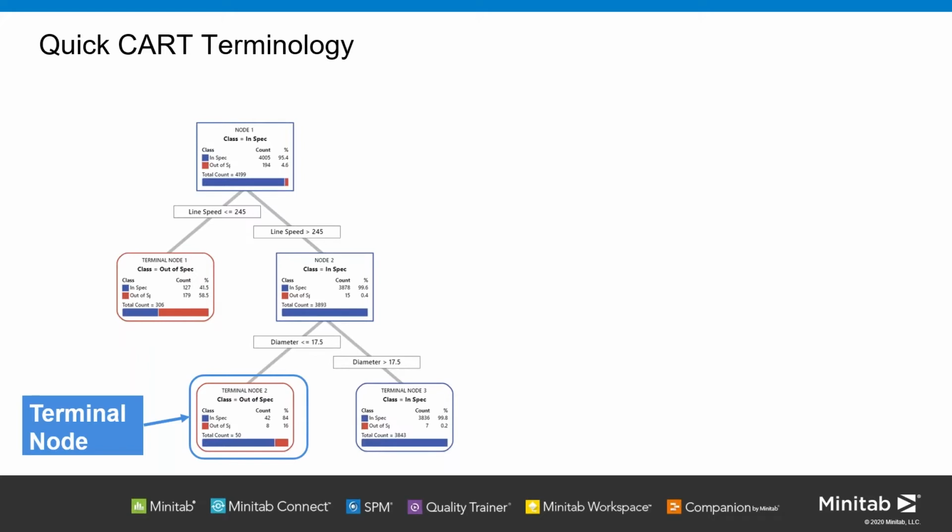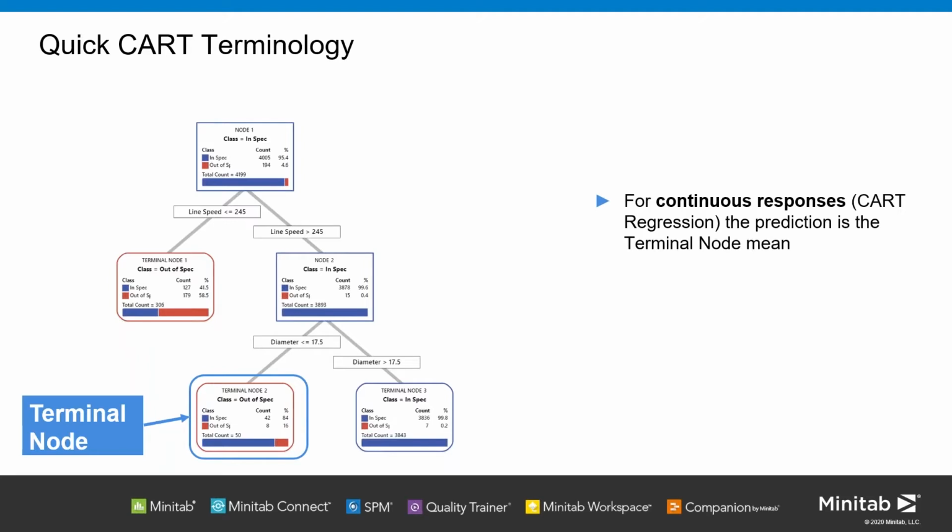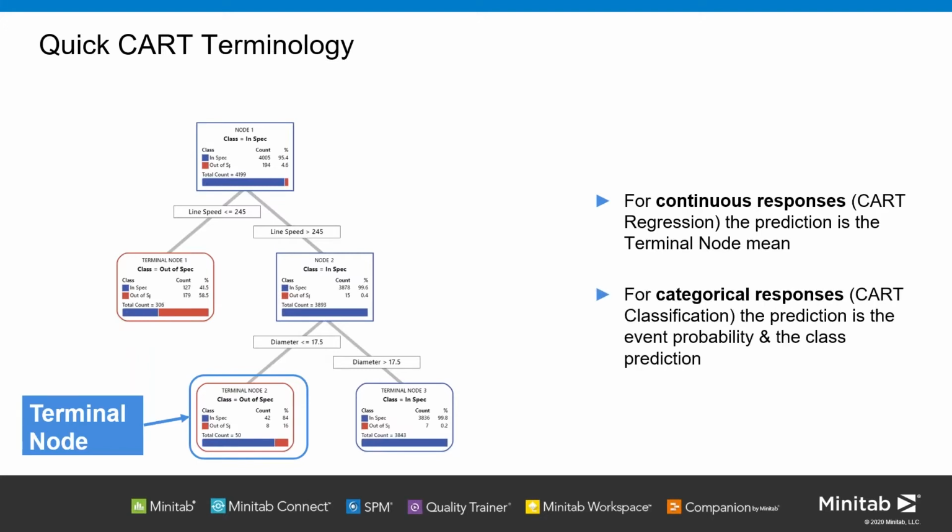Okay. In terms of the predictions, if we have a continuous response, we use CART for regression. In that case, the prediction in each terminal node is the mean or average. So the path to the node tells you the rules, and the terminal node predicts the average given that particular set of rules. Now, if we're talking about a categorical response, again, it can be two or more categories.